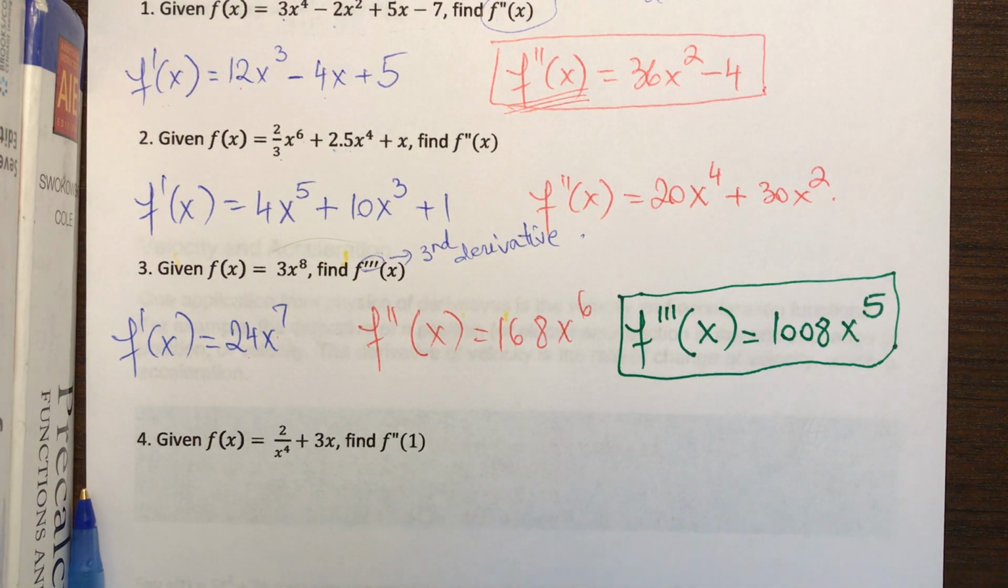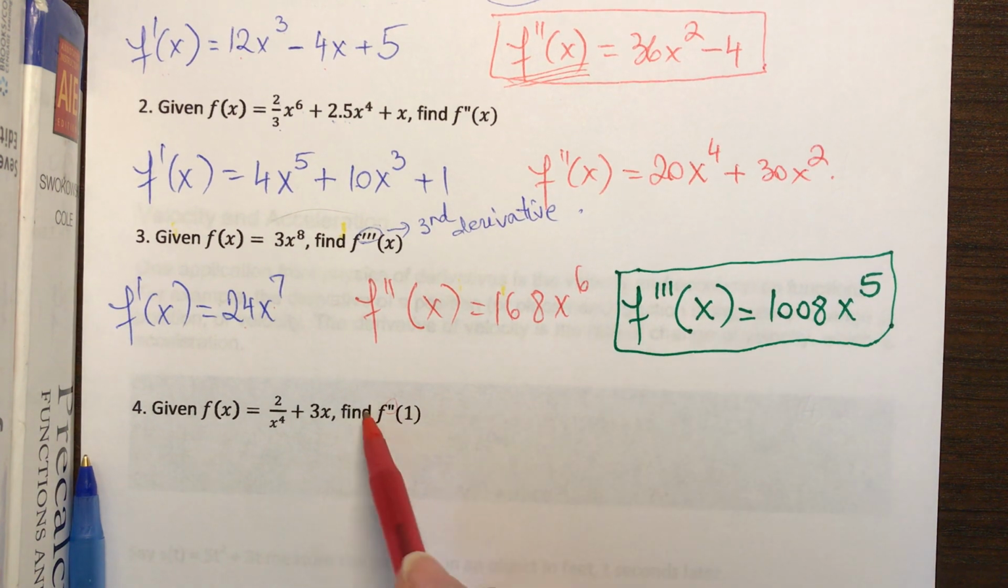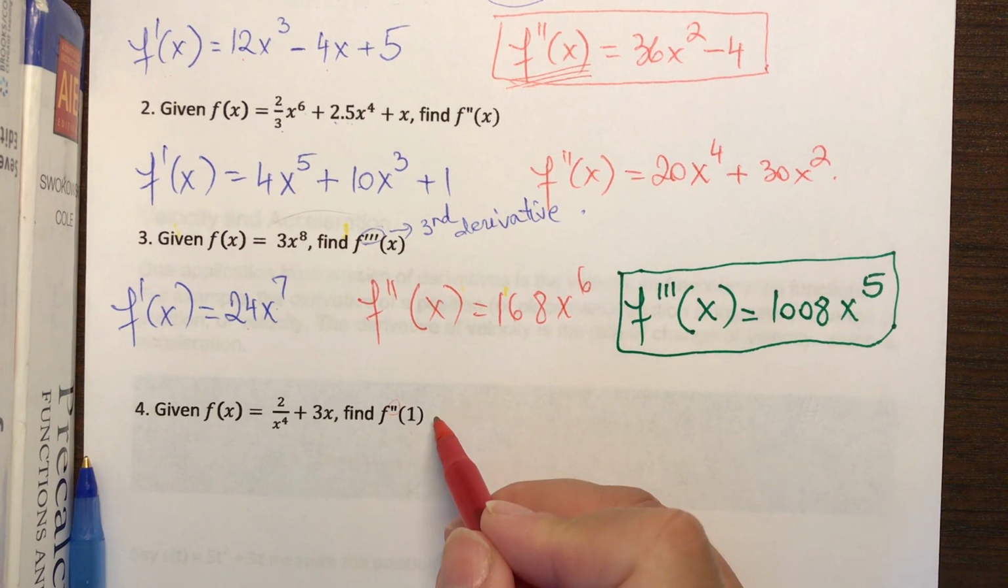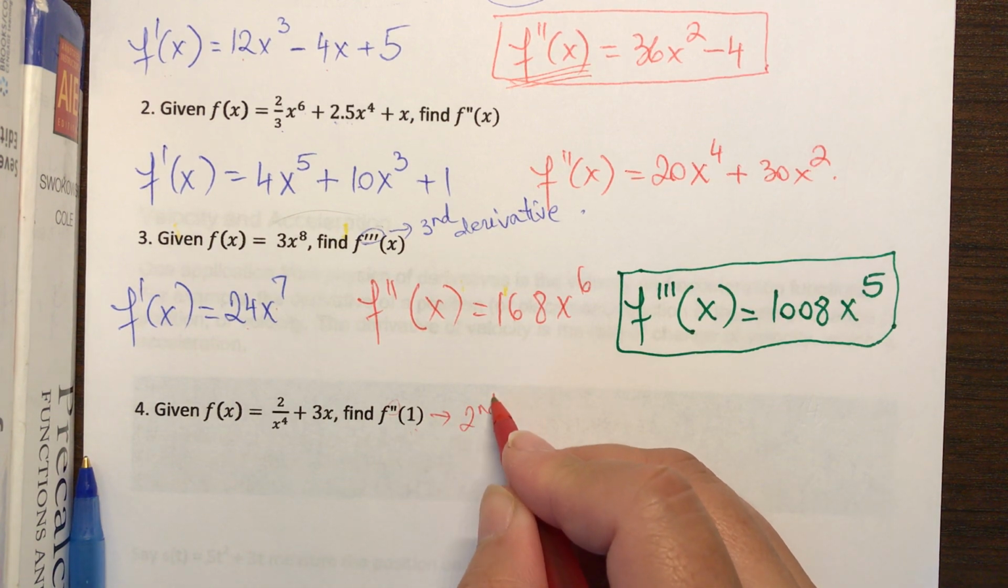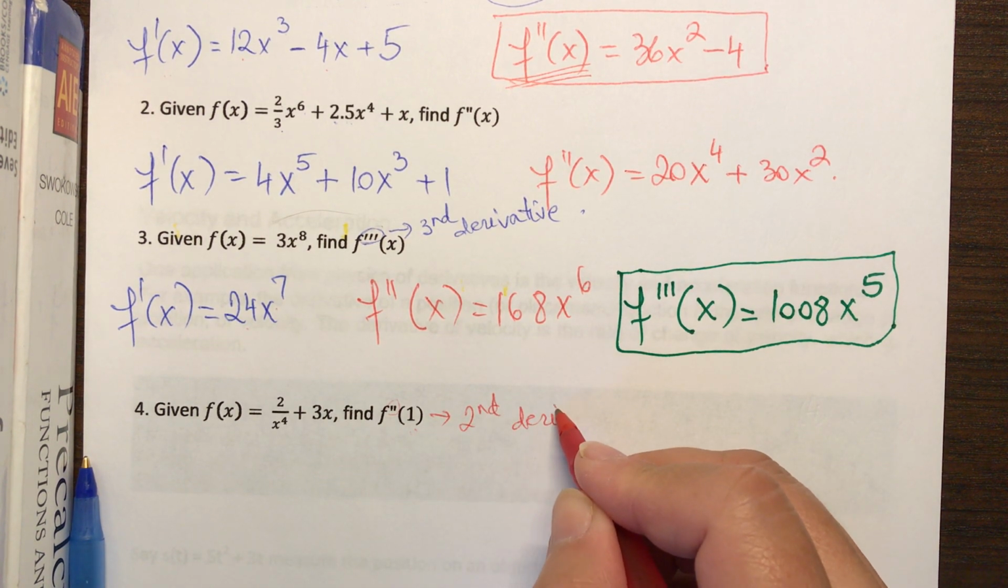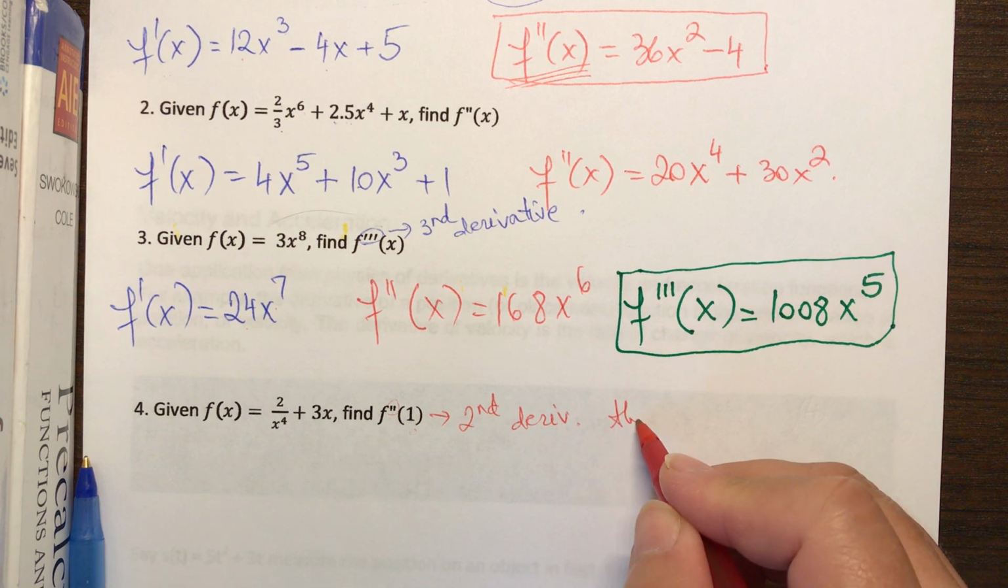Ooh, what am I asking you here? First of all, I'm asking you for the second derivative, so I'm counting 2 primes there, the second derivative, and then what? Evaluate it at 1. So find the second derivative, then plug in 1, right?